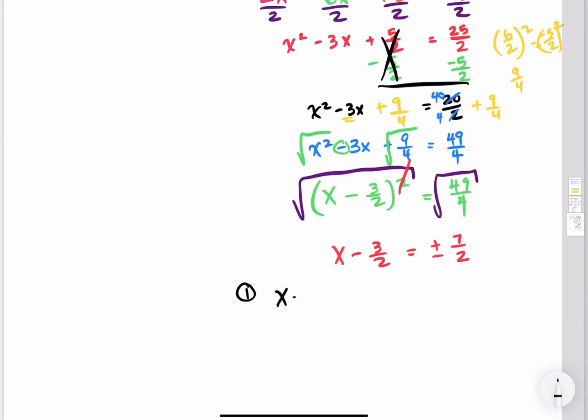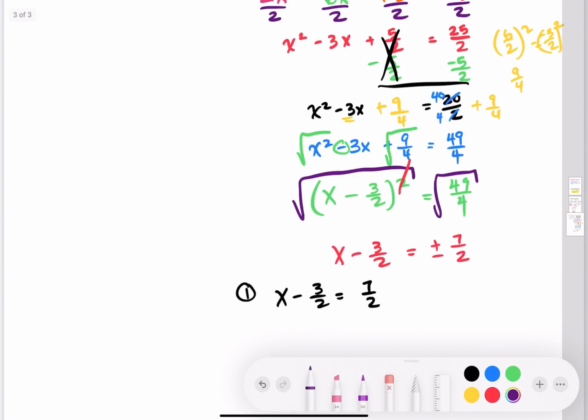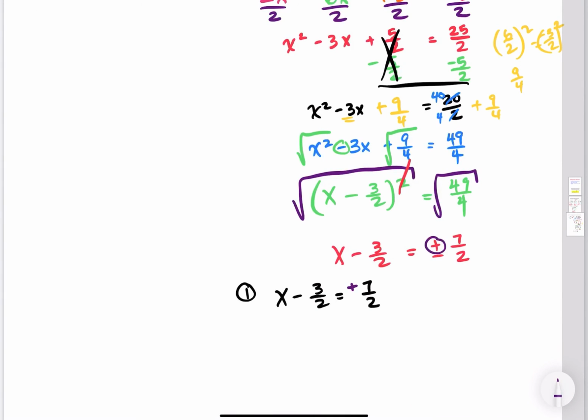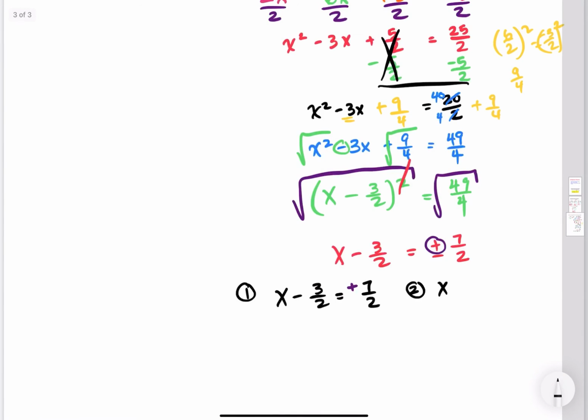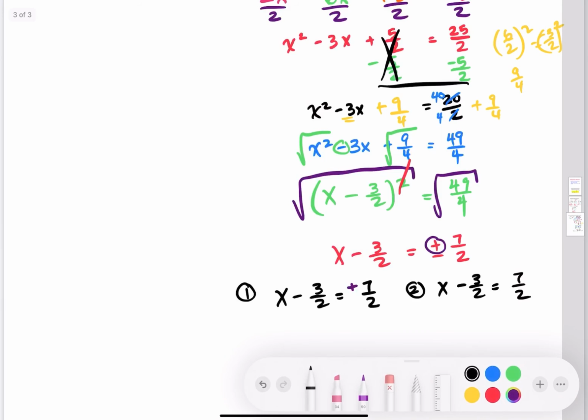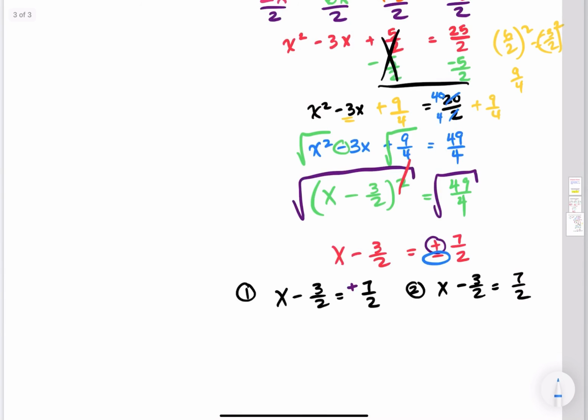We have x minus 3 over 2 is equal to positive 7 over 2. That's the plus sign, this plus sign over here. And then we have another situation where x minus 3 over 2 is equal to negative 7 over 2, and that negative sign came from this minus sign right over here. So here are our two problems.